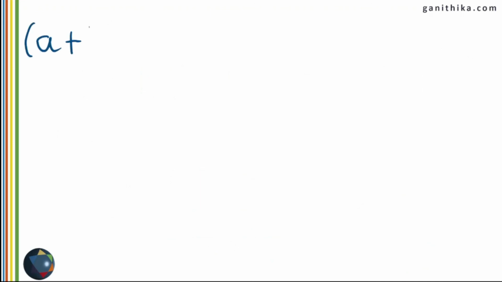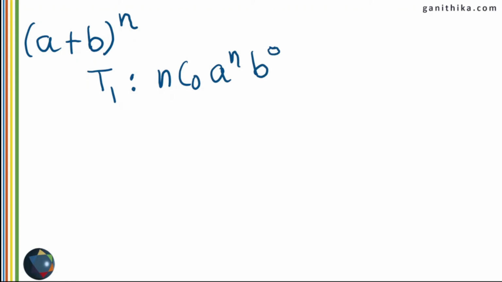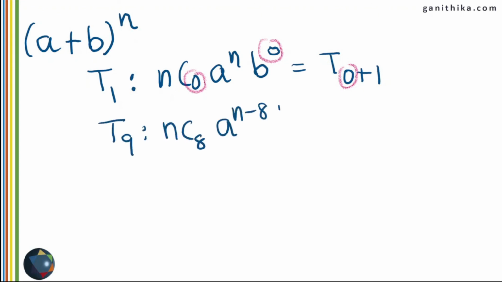So consider (a + b)^n in general. The first term in this case will be nC0, a^(n minus 0), which is n, b^0. You can see that this can also be written as T(0+1). Using these two numbers here to match with the numbers there, we can say that T1 is nC0, a^n, b^0, which can also be written as term number 0 plus 1. So for example, term number 9 will have nC8, a^(n minus 8), b^8, which can be written as T(8+1) using these two numbers.